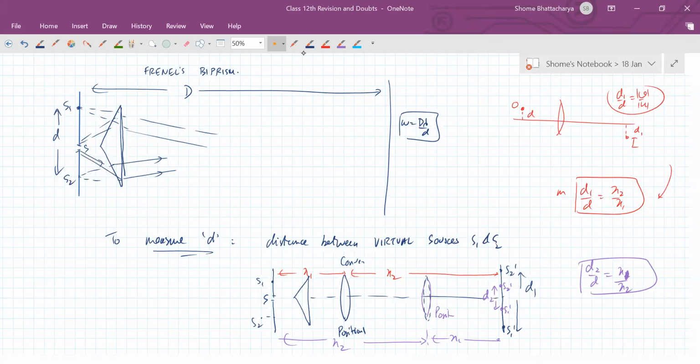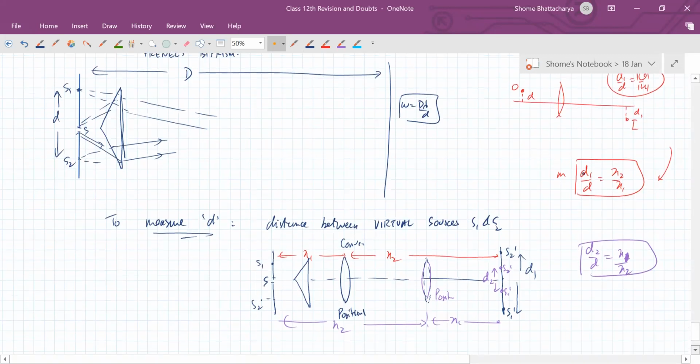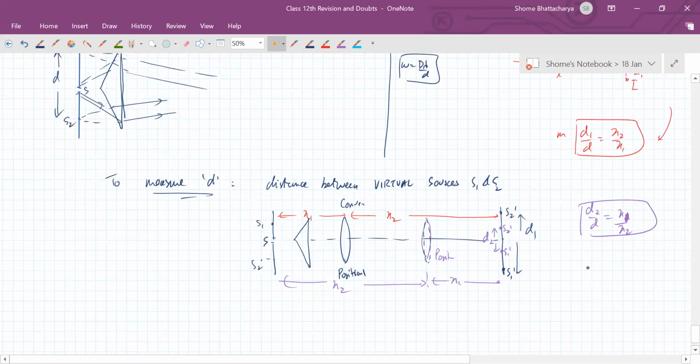Understood now, someone? Yeah. So that concept. Now you can see that D1 by D is 1 upon D2 by D. So D becomes the square root of D1 D2. So you don't even need the focal length of the lens. This is how we experimentally measure the distance small d between the two virtual sources.